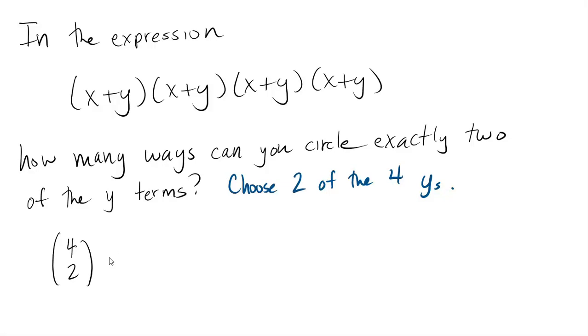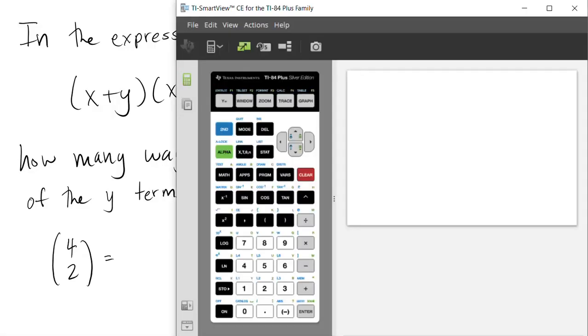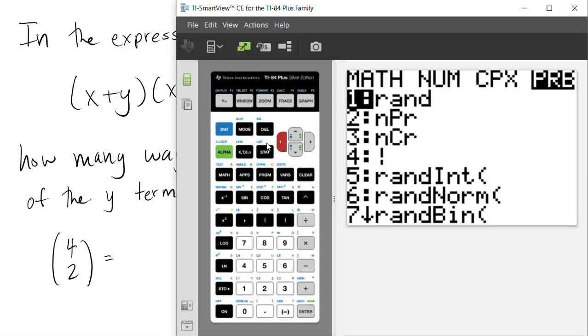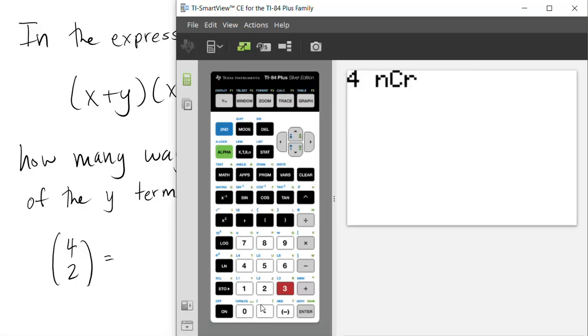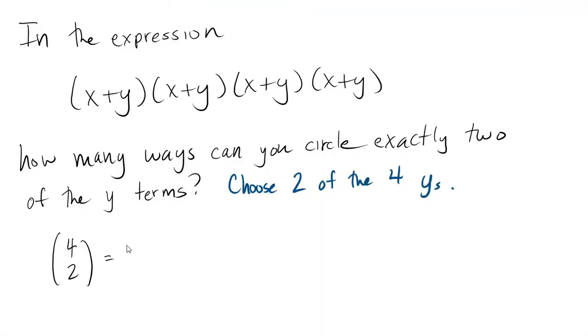If you want to practice it by hand, go ahead. I want to review how to do this with the calculator. Start by typing the larger number, which is the 4. Math key. Scroll to the probability heading. You want choice 3, nCr. Type the smaller number, hit enter, and we get 6. So there should be 6 different ways that you can circle 2 of the 4 y terms.